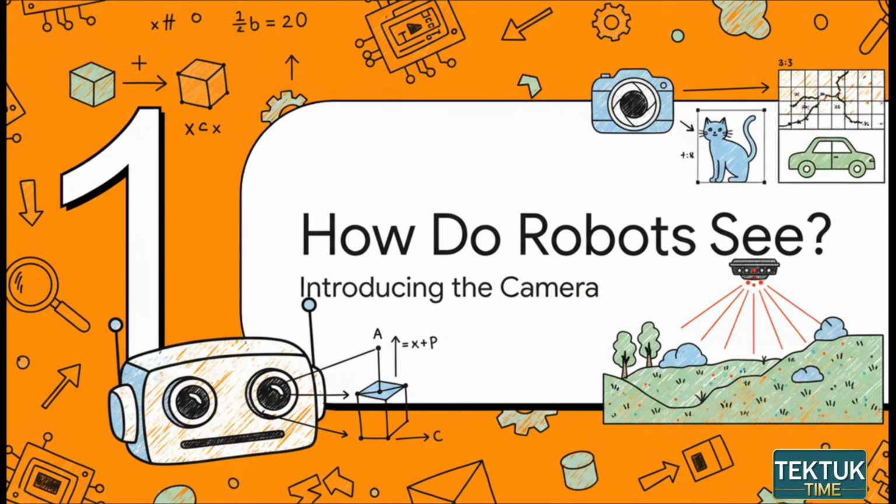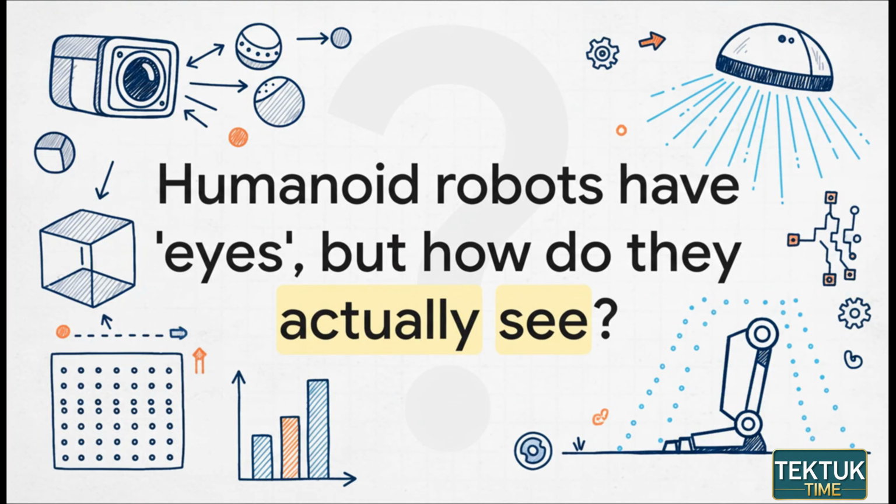We're going to start with the most common tool robots use to see, the camera. So, you know how a lot of robots have things that look like eyes? Ever wondered what's actually going on behind them? Well, for a huge number of robots, the answer is something we all use every single day, the digital camera. Yep, it's often the most direct way for a machine to just take a snapshot of its environment.